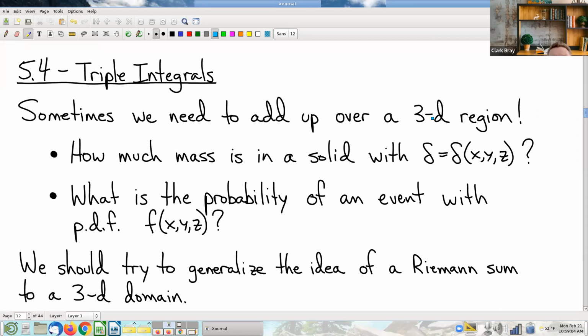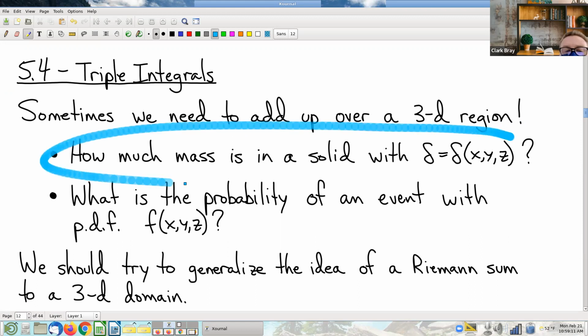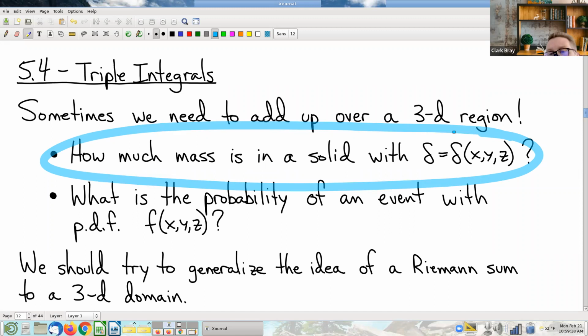So let's dive in. When would you need to add up over a three-dimensional region? Well, what if you're computing the amount of mass in a three-dimensional solid, where density depends not just on x and y, but also on z? A double integral won't do that. A double integral assumes that density is a function of just the two variables, x and y. That z dependence just doesn't work.